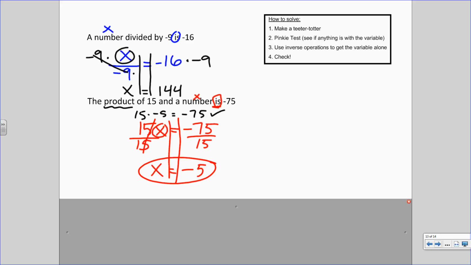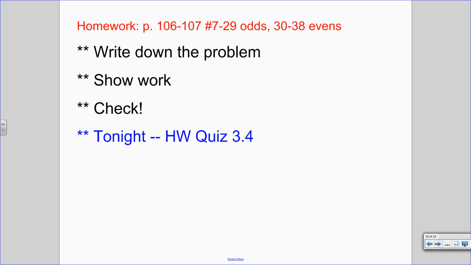So we've looked through some problems that you can solve with multiplication and division. So I want you to go ahead and get in your book, and your homework is on pages 106 through 107. You do 7 through 29, the odds, and 30 through 38, the evens. Please make sure you write down each problem and show your work. You've got to show me what you're multiplying and dividing. And then when you're done, homework was 3.4. Grade your homework first, and then you can go ahead and take your quiz.